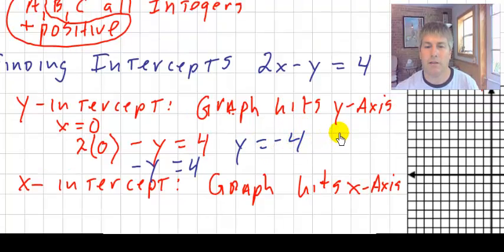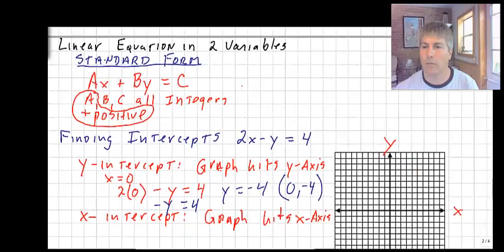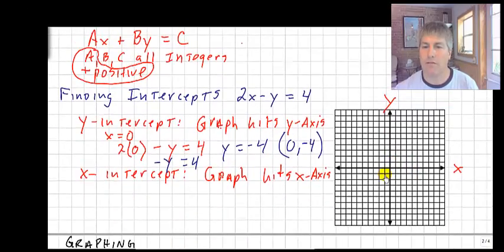So our y-intercept is at the ordered pair, and it's always going to be an ordered pair, (0, -4), because x is going to be 0, y is going to be -4. So we can graph that on the Cartesian plane. So that is our y-intercept.